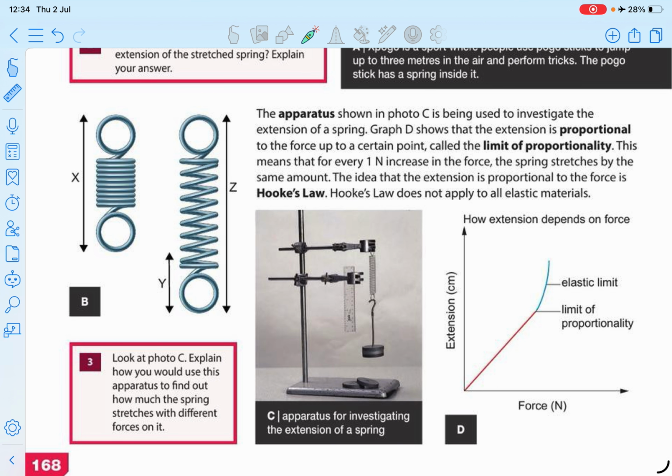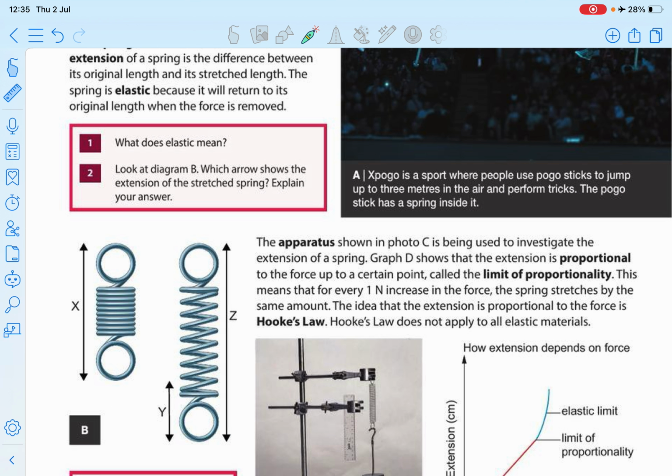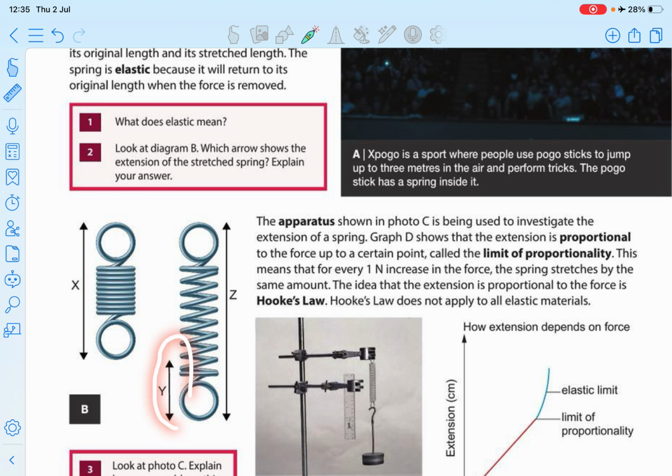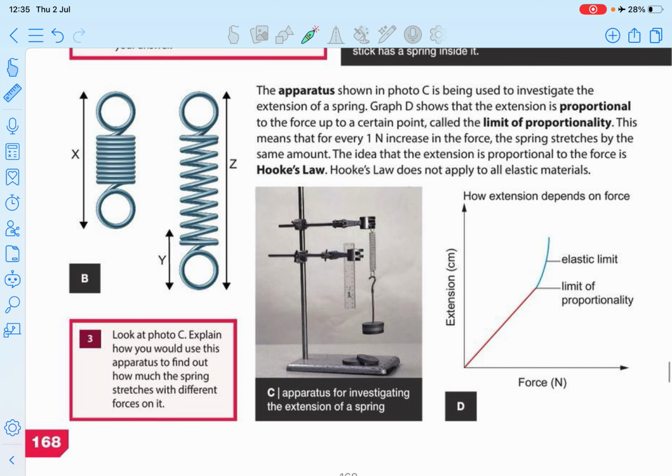And this is the original length x, this is the stretched length, and this is the extension. And there is a law named Hooke's. Hooke says, extension is proportional to the force. If you make a high force, the extension is increased. If you make a small force, the extension is low.